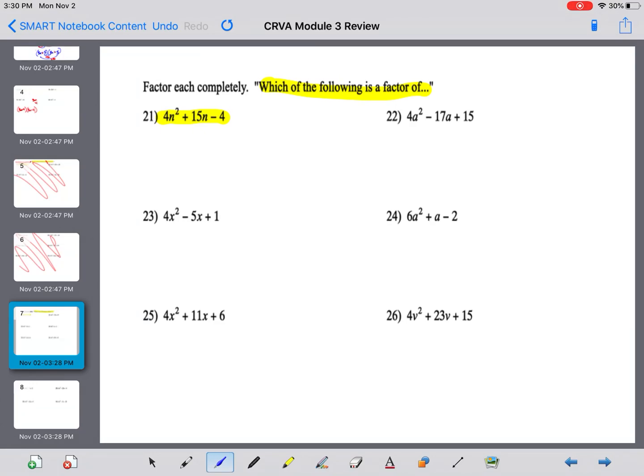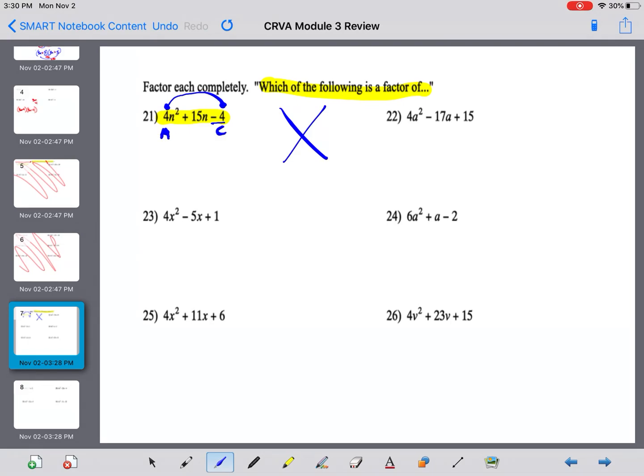Always look for a GCF. However, in this problem, I do not see a GCF. And unfortunately, the A value right here is greater than 1. So, we're not going to look for numbers that multiply to this -4. We're going to multiply our A and our C value together.